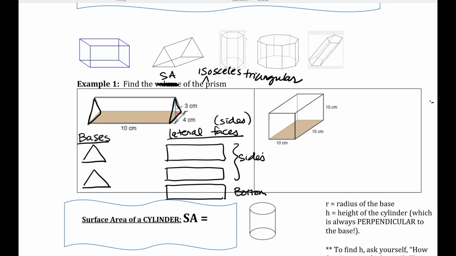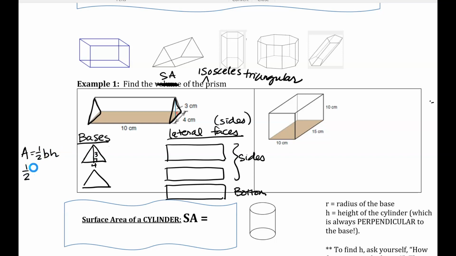We'll call this the bottom, and we'll call these the sides. Let's look at the triangular bases, and I'm going to label what I know. I know that this is 4, and I know that the height is 3, and I know this is the height because I see that little right angle symbol, which is great. So I can go ahead and find the area of that triangle. I'm going to write down the formula for the area of a triangle. Area is 1/2 base times height.